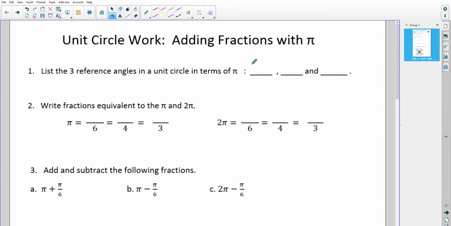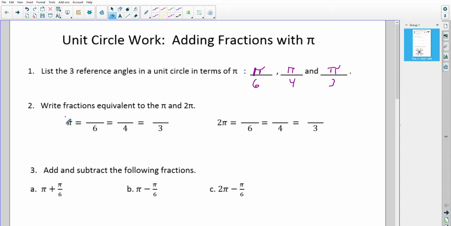Adding and subtracting fractions with pi is a necessity when working with the unit circle or reference angles. And so this is a worksheet that will help you master that skill. The first three reference angles are pi over 6, pi over 4, and pi over 3. Or in terms of degrees, you're talking about your 30, 45, and 60 degrees.